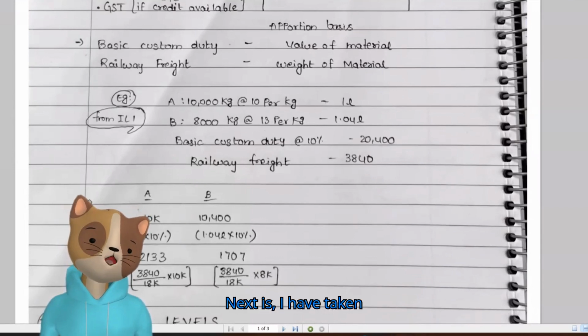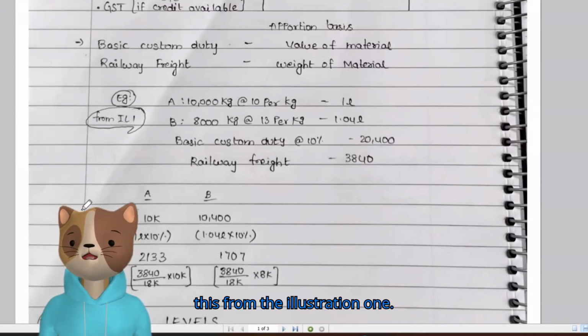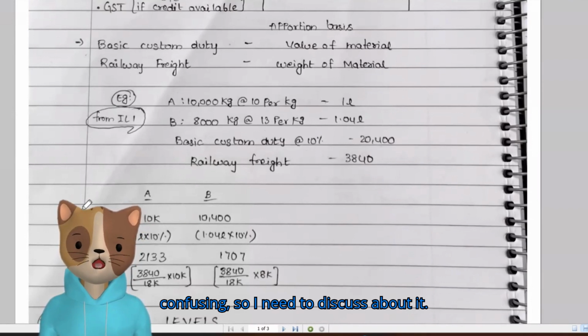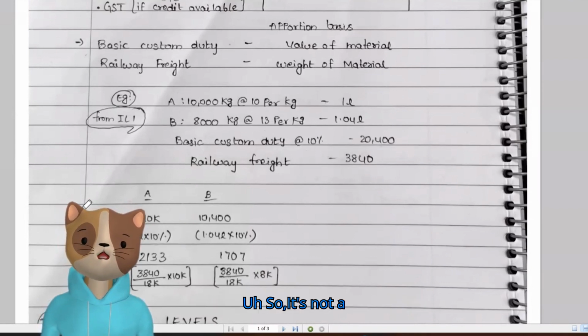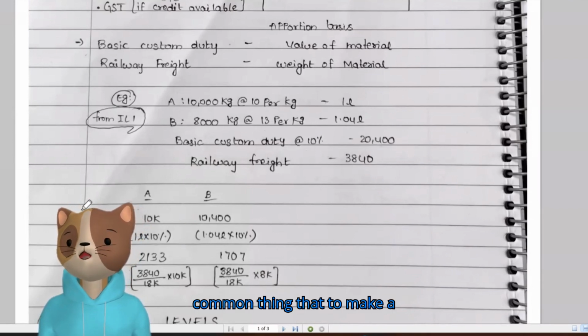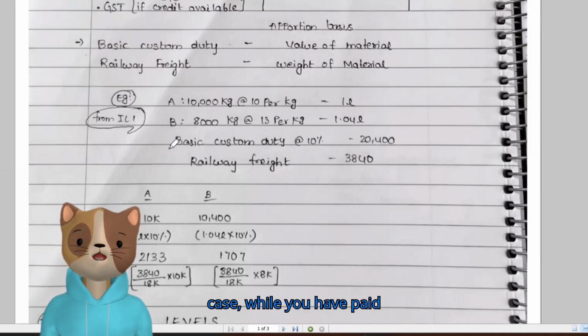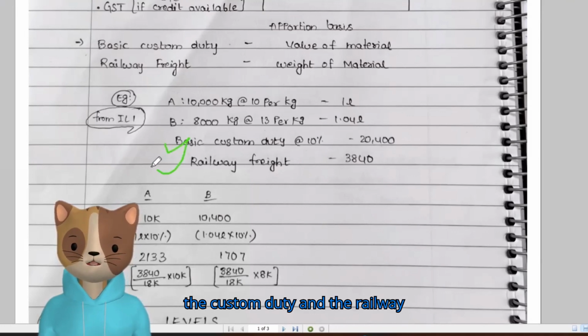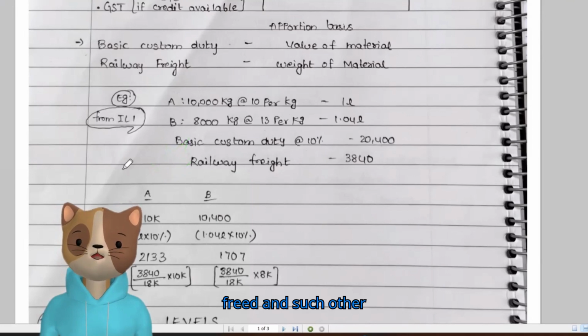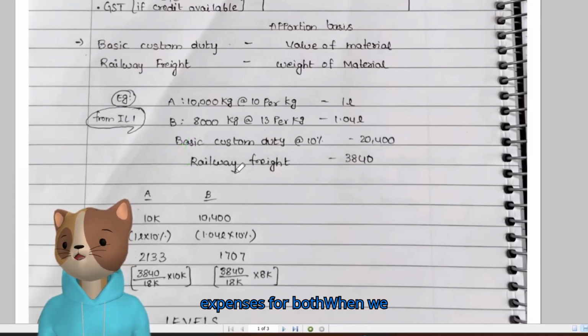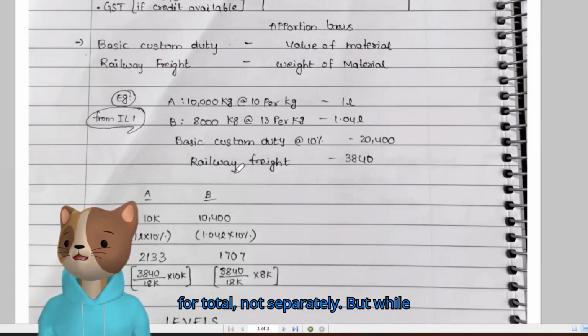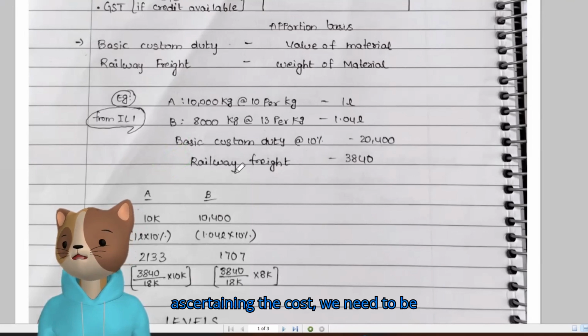Next, I have taken this from illustration one. I thought it could be a little bit confusing, so I need to discuss it. It's not uncommon that to make a product, we definitely need more than one raw material, right? In that case, while you have paid the custom duty and the railway freight and such other expenses for both raw materials, when we bring both, we'll pay for the total, not separately. But while ascertaining the cost, we need to separate them.